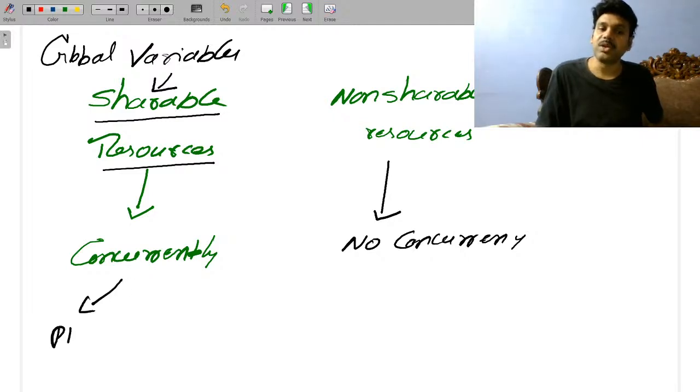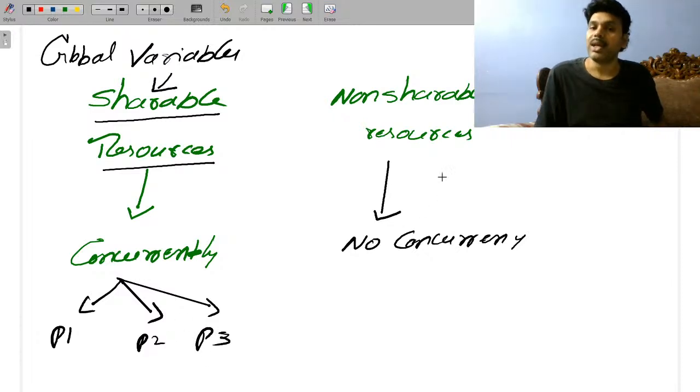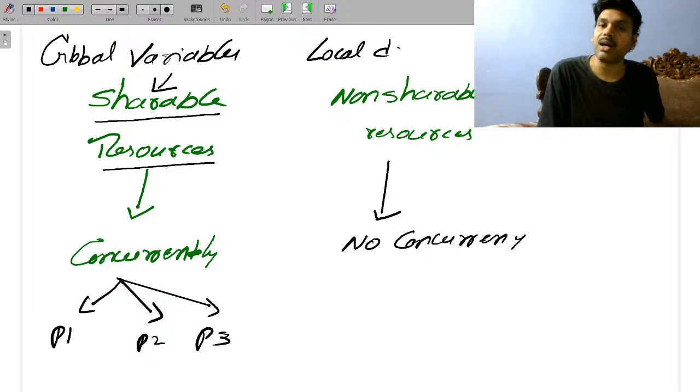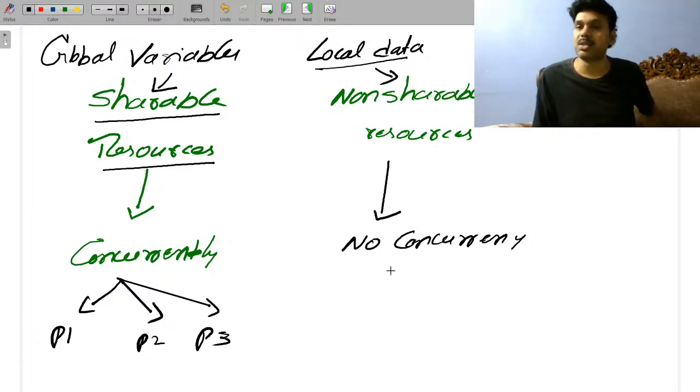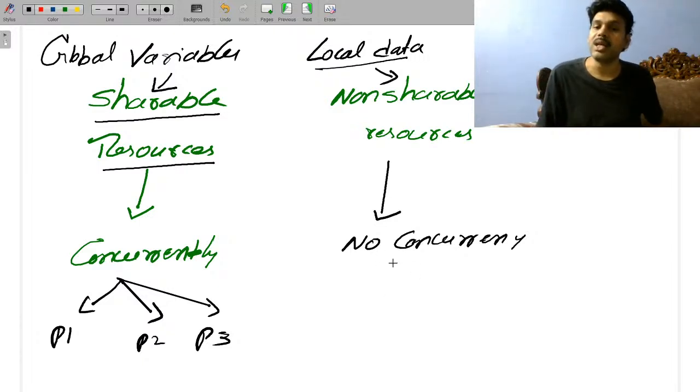Therefore, it is going to be shared to all the processes who are live or active at that particular time. In non-shareable resources, I can name it as local data or local variables. Whenever you say local variable, they are non-shared, which cannot be accessed by others. It can be accessed only by the particular process, and so there is no concurrency here.